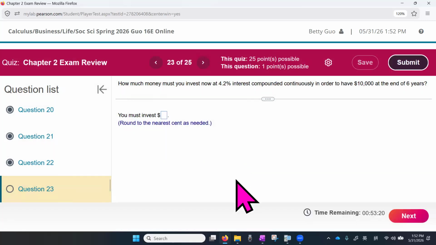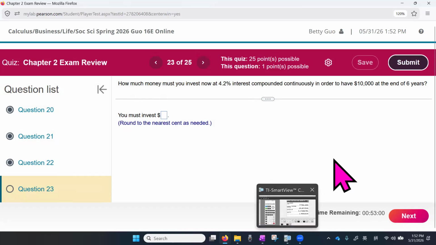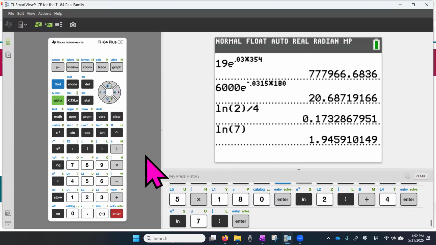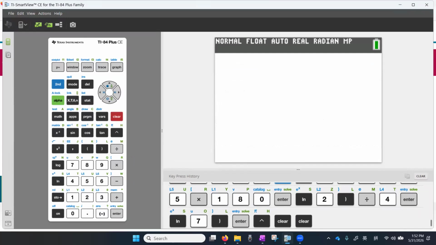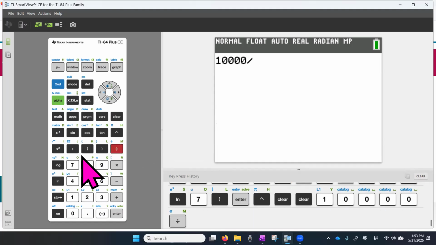This one: how much money must you invest now at a 4.2% interest compounded continuously in order to have 10,000 at the end of 6 years? Okay, so I can show you how to use the calculator. You can start with your financial goal. You want how much money? 10,000. 10,000 is your financial goal, and you're going to divide it by a denominator. I use a parenthesis just to make sure the structure is clear.